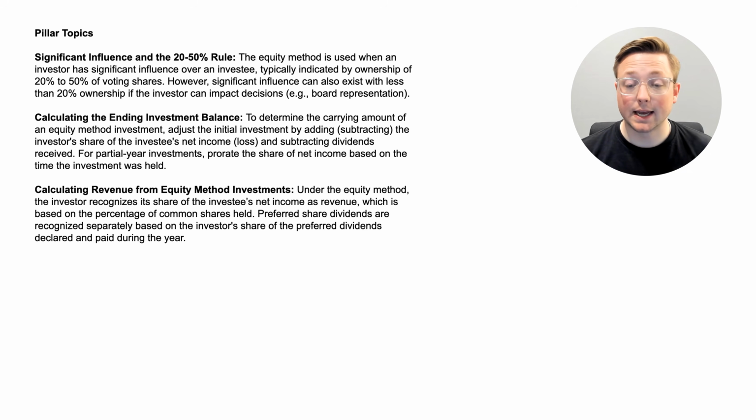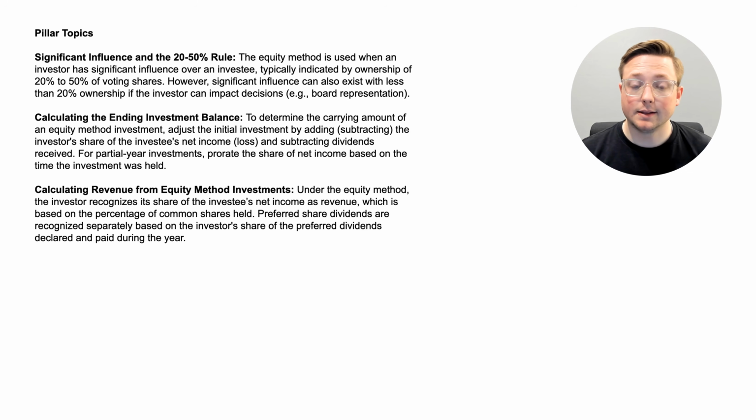However, significant influence can also exist with less than 20% ownership if the investor can impact decisions, such as board representation and things like that. We talked about that in one of the questions. One other thing I want to point out, you may think, well, why is it just 20 to 50%? Wouldn't it be like if they have over 50%, they definitely have significant influence? But actually at that point, if it's over 50%, we're not talking about the equity method anymore. We're talking about acquisitions or consolidations. So that's something totally different. So again, that's why 20 to 50% is the general rule, but there can be significant influence outside of that, but not over 50%, but it can be under 20% sometimes potentially.